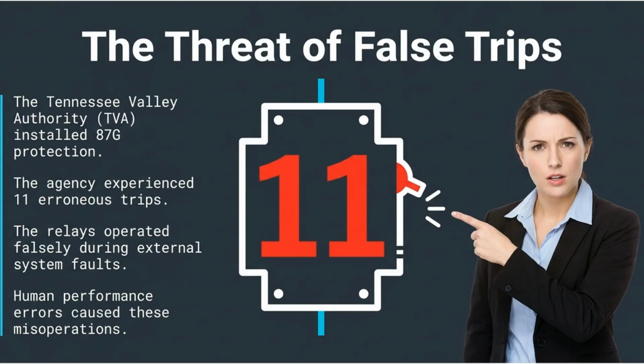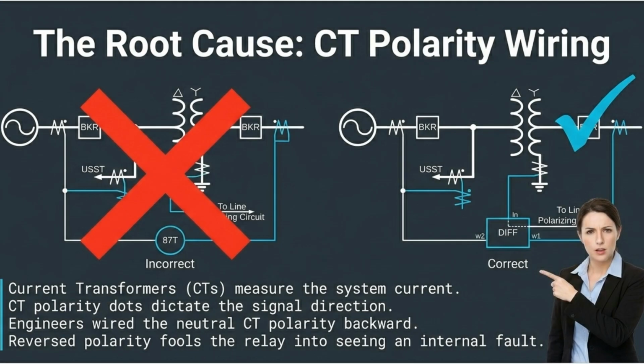For example, the Tennessee Valley Authority once experienced 11 erroneous trips. These were caused by human performance errors in relay settings and wiring during external system faults. The root cause of such errors is often incorrect current transformer polarity wiring. If the neutral CT polarity is reversed, the relay may misinterpret normal system behavior as an internal fault.